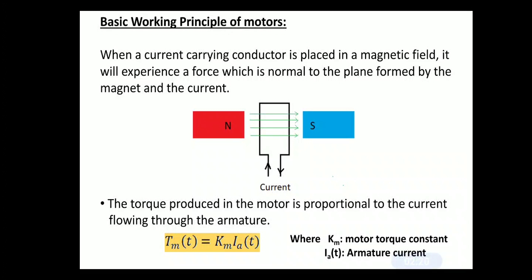From our previous knowledge, we will be able to obtain an equation for the torque of a motor, Tm of t equal to Km Ia of t, where Km is the motor torque constant and Ia of t is the armature current. That is, the torque produced in a motor is proportional to the current flowing through the armature. Current and torque are directly proportional with the proportionality constant Km.